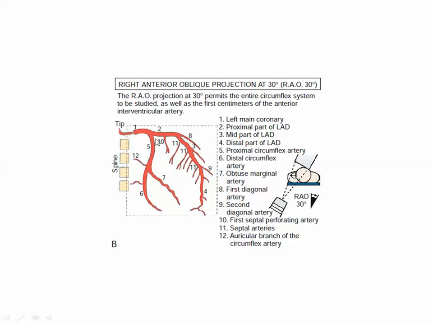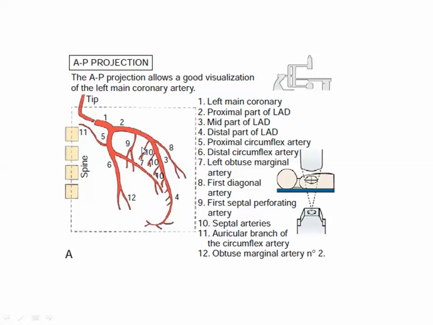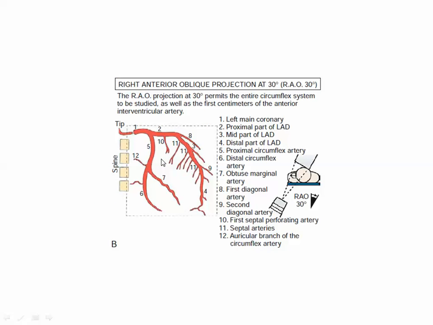What's this view? As you said, there is overlap here. Once you get this view, this is RAO, right? The camera is here. Yes, it's right of the patient, because this is his head, not his leg. So the camera is on the right side of the patient.